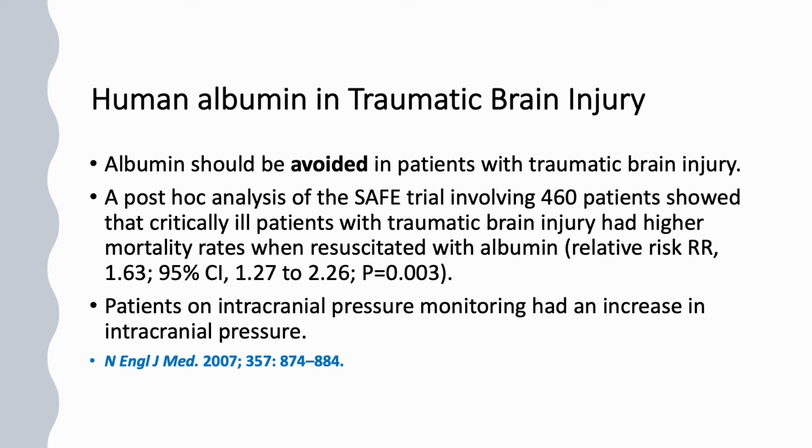What about human albumin in traumatic brain surgery? Well, don't use it. Albumin should be avoided in those patients. Why? The same study did a post hoc analysis in 460 patients who were critically ill but also had traumatic brain injury. They had actually high mortality. So the relative risk was 1.63. The p-value was significant. So in patients with traumatic brain injury who are critically ill, do not use human albumin because it increases intracranial pressure.